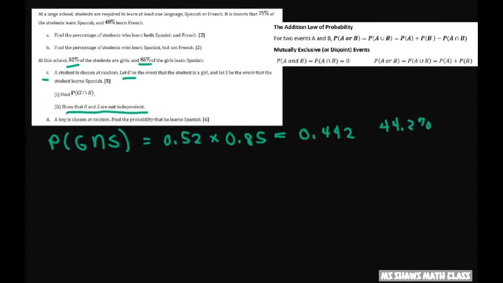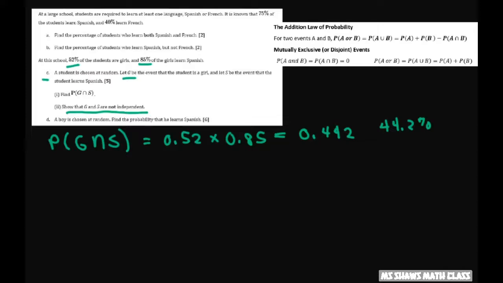So that's going to be 0.52, that's your 52%, times 0.85. So we're just multiplying these two together. That's your intersection, and that's going to be 0.442. Or you could say 44.2%, if you're going to use percents. Show that G and S are not independent.